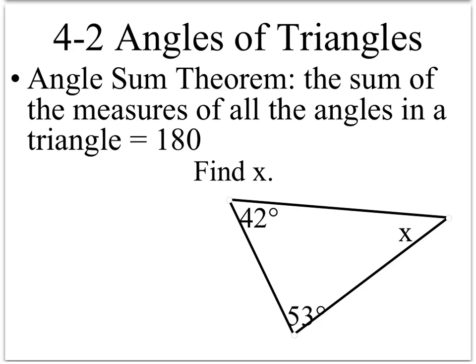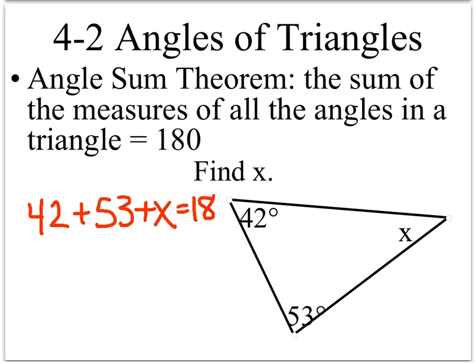The angle sum theorem states that for any triangle, the three angles will always add to 180 degrees. So for example, with this triangle shown, I have all three angles labeled, so I can say that 42 plus 53 plus x equals 180, and then just solve for x.